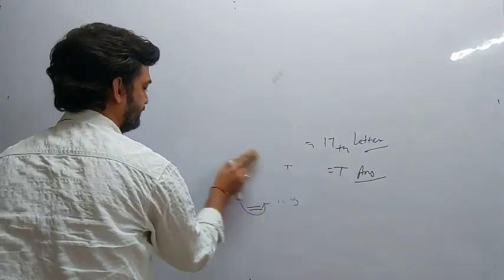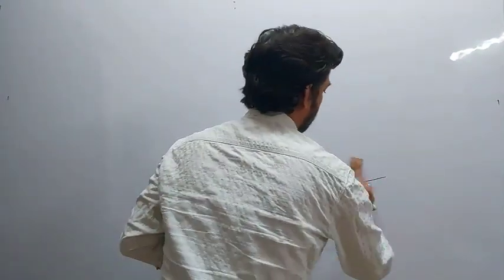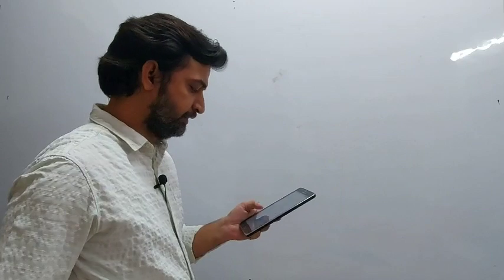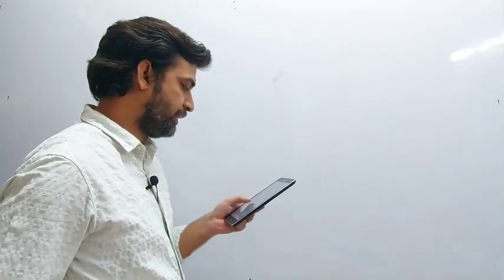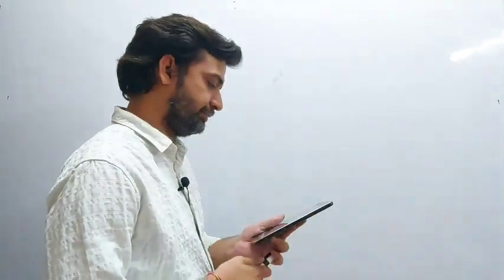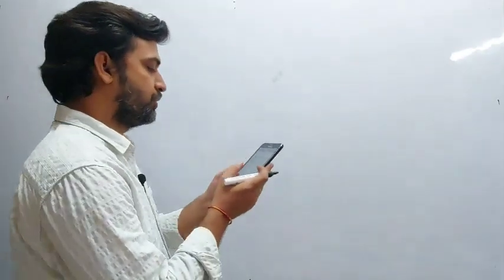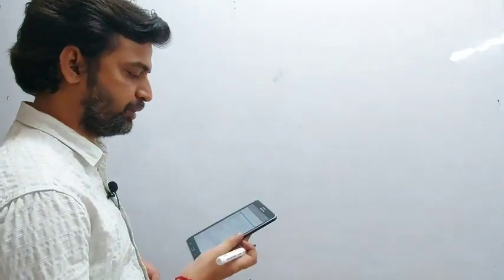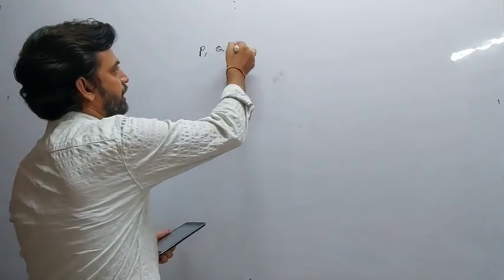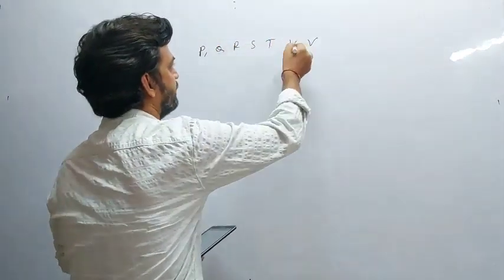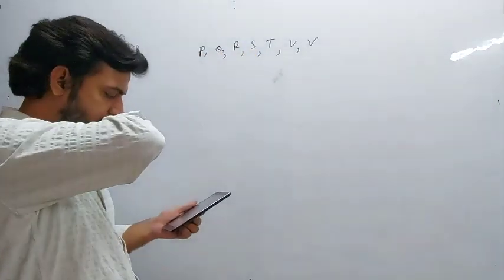Coming to the next. Seven books P, Q, R, S, T, U, V are placed side by side. This is a very easy question, you all could have done that one. The question is saying that 7 books are there: P, Q, R, S, T, U and V.